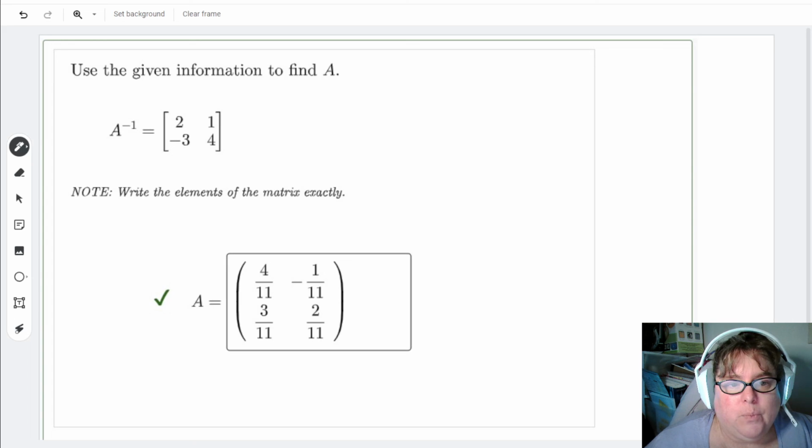So we found the matrix of the inverse that we were given.